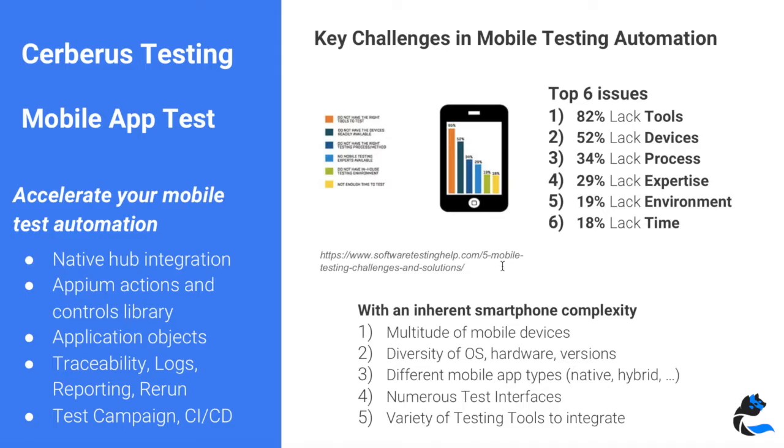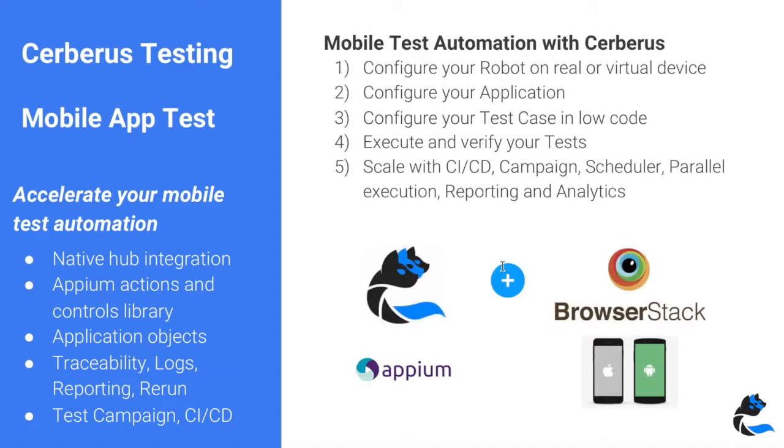So today what we will share is how you can perform this mobile testing in a simpler way with Cerberus and BrowserStack. We'll start with a simple use case on Android and web browser, and then we'll go on to the iPhone application. In terms of responsibilities, Cerberus is responsible for performing the test and executing the Appium commands, and facilitates the integration with BrowserStack, which deals with all the smartphone complexity.